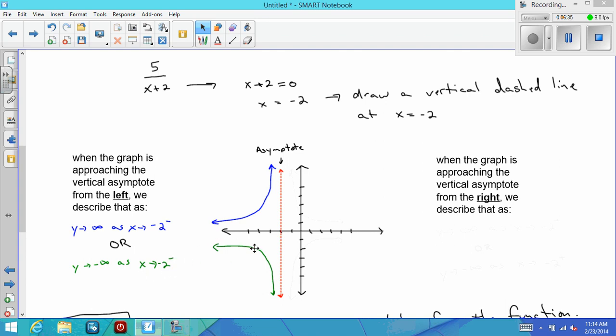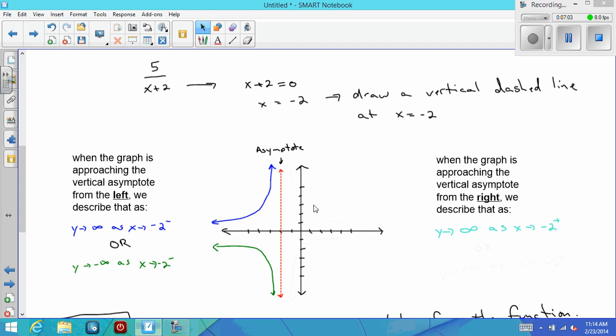So that would be in this green graph. In the green graph, as I'm approaching from the left side, as I'm approaching that -2 asymptote, my y values go down to negative infinity. So those would be the descriptions of those types of graphs. And then on the right-hand side, we would have a positive symbol up in that exponent area.